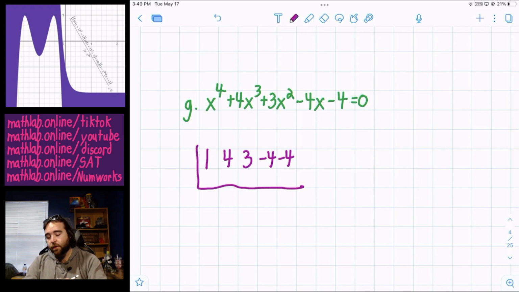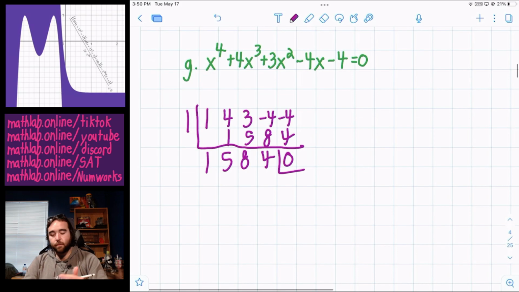So let's see. The positive ones get 8, the negative ones get 8. So they all add up to 0. So we know 1 works. So we drop the 1. 1 times 1 is 1. And then we add, and then we multiply, and then we add, and then we multiply, and then we add, and then we multiply, and then we add. Beautiful.